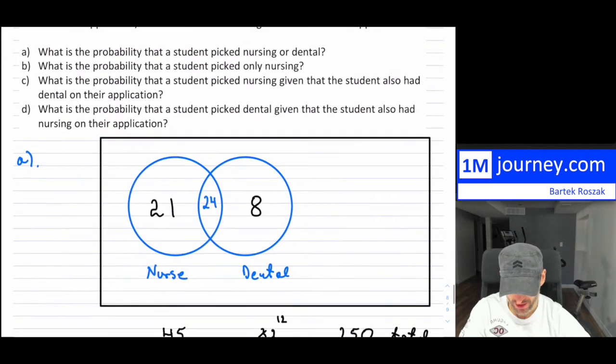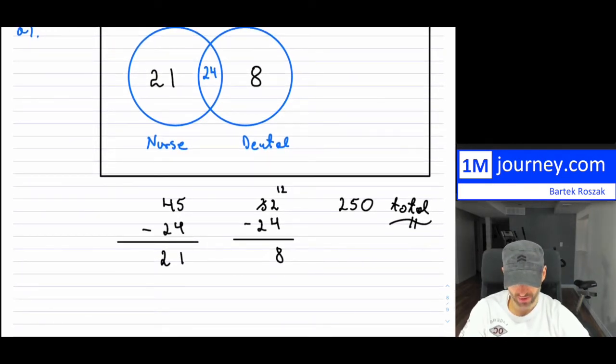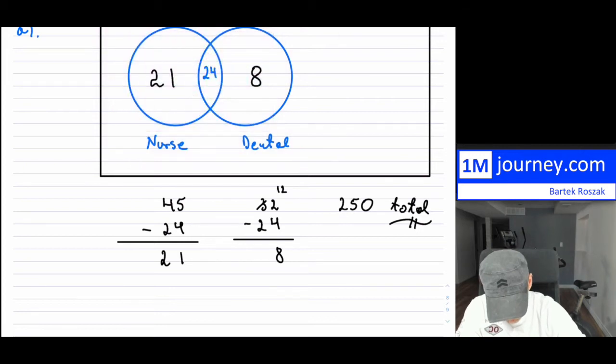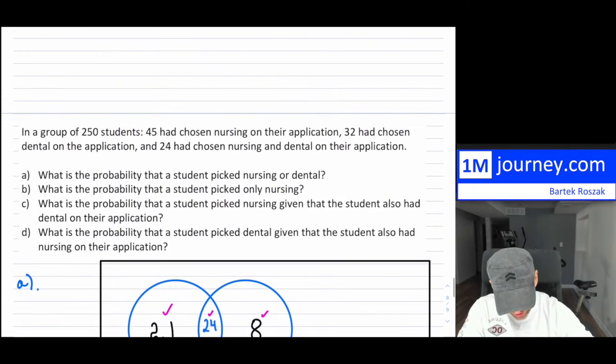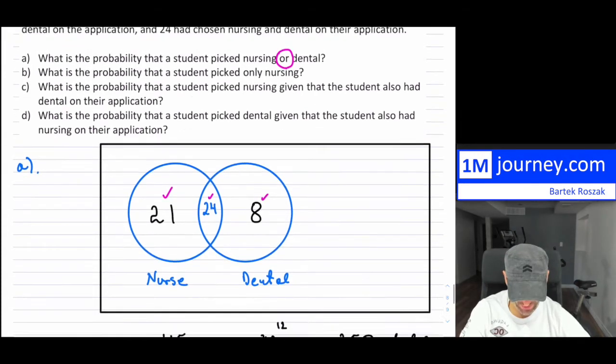Now, part A says, what is the probability that a student picked nursing or dental? Nursing or dental means we are picking all the students that applied to either nursing or dental. So how many were there? That's nursing only, both, and dental only. It says or, it doesn't say and. Be careful, because if it said picked nursing and dental, then we would only pick the intersection, which would have been 24 out of the 250 students. Now it says nursing or dental, so we pick all of them.